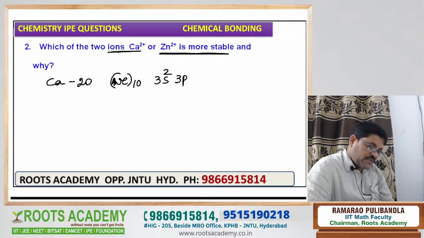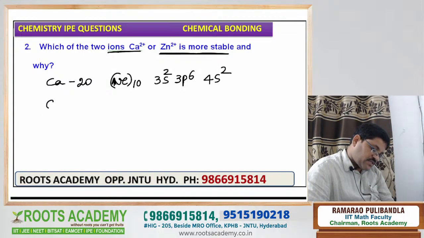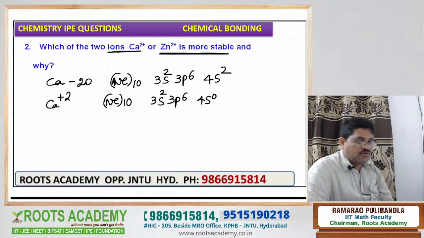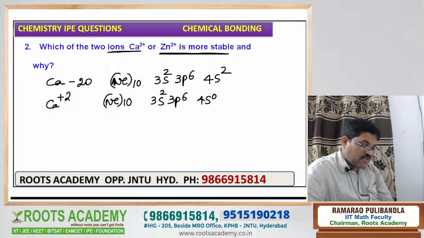3s2, 3p6, okay? 3s2, 3p6, 4s2. Ca plus 2 means what? Loss of the 2 electrons. From that, what do you write? Neon 10, 3s2, 3p6, 4s0. Yes or no? What is Ca plus 2?